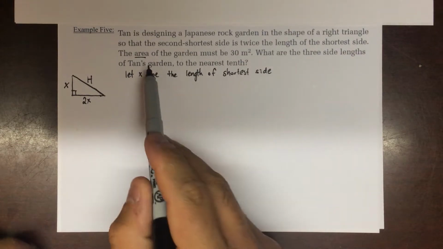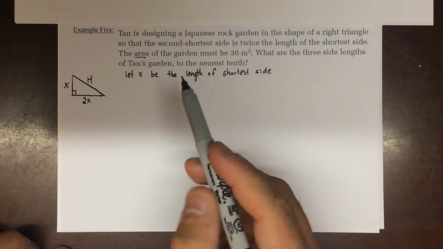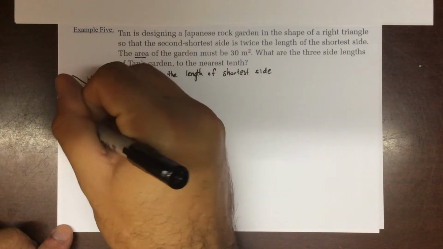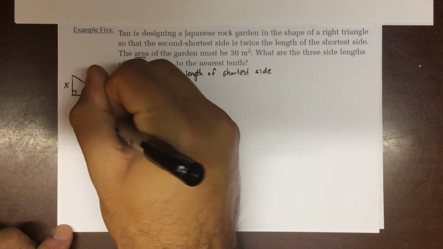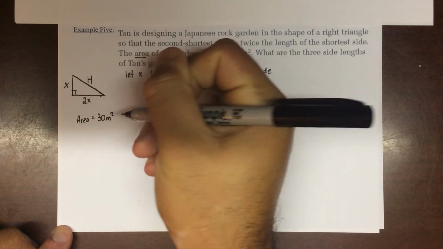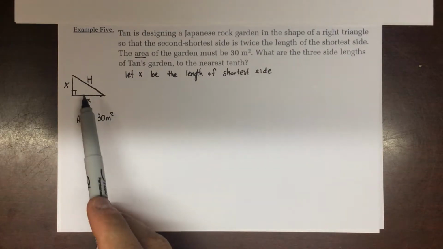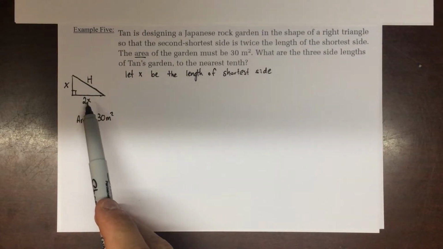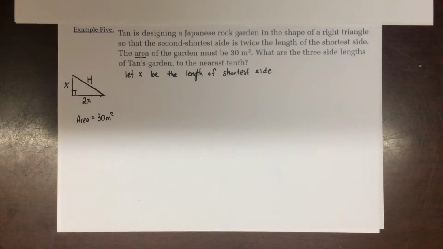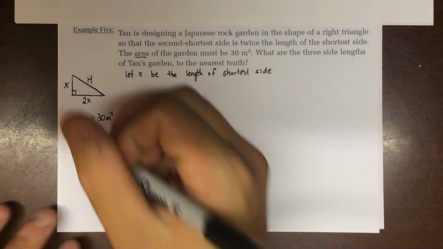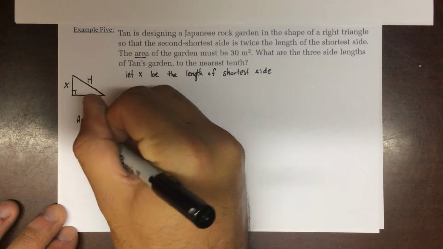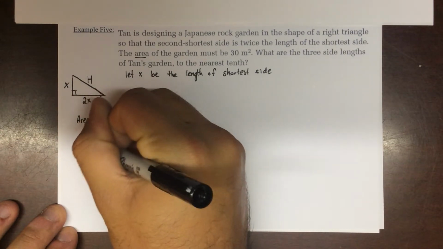Well, they tell us that the area of the garden must be 30 meters squared. Let's write that down here. Area equals 30 meters squared. If the area is 30 meters squared, we can probably work that into our calculations. If I have a right triangle, what is the area of our right triangle? How would we be able to determine that? What is the area formula for a triangle? Well, that is area equals base times height divided by 2.